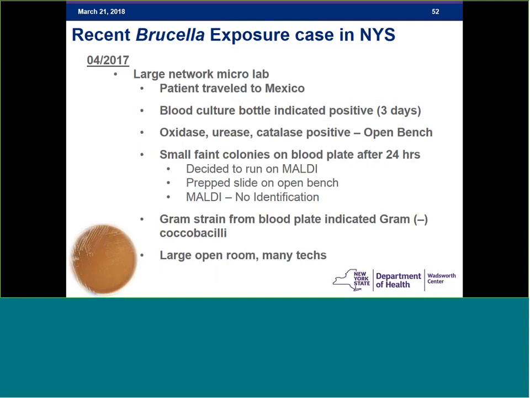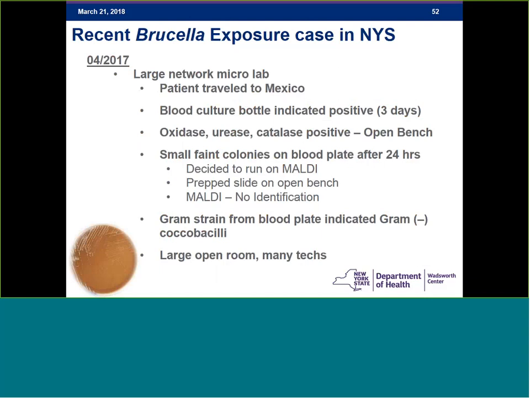Most recently, in the beginning of 2017, a large clinical laboratory received a specimen from a patient with travel history from Mexico. After 3 days, the blood culture bottle flagged as being positive. The laboratory ran oxidase, urease, and catalase on the open bench, all of which were positive. After approximately 24 hours, small faint colonies were seen on the blood plate, but the laboratory decided to run it on the MALDI-TOF for identification.